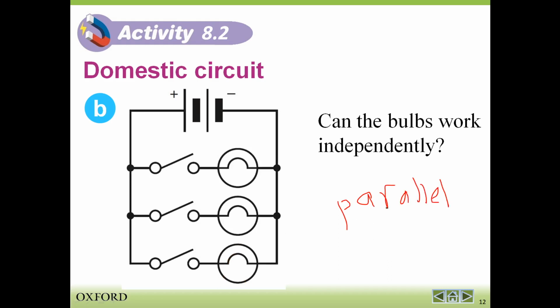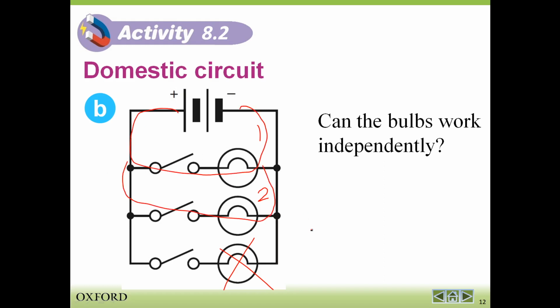Okay, in this case, you can find that the current goes this way, this way, and thirdly, this way. And each of the pathways can be completed separately. So if in this case, here is broken, will bulbs 1 and 2 still work? I think you know the answer. It should be yes. So these three bulbs can work independently.